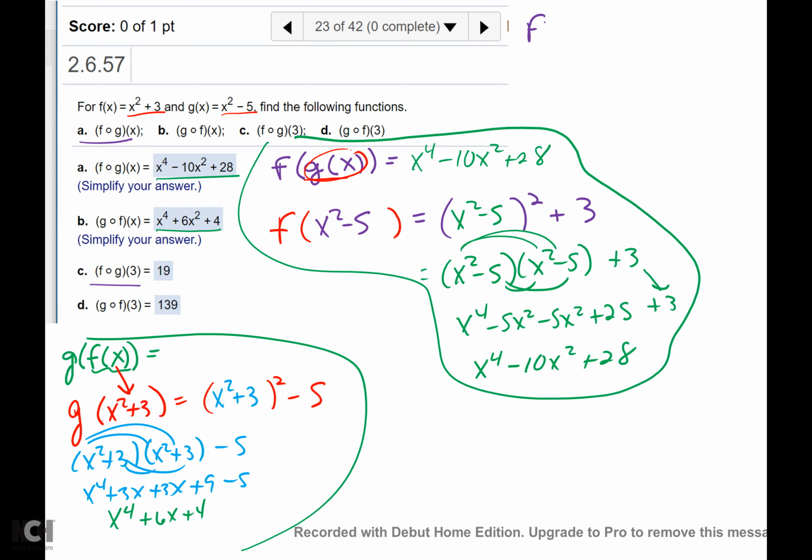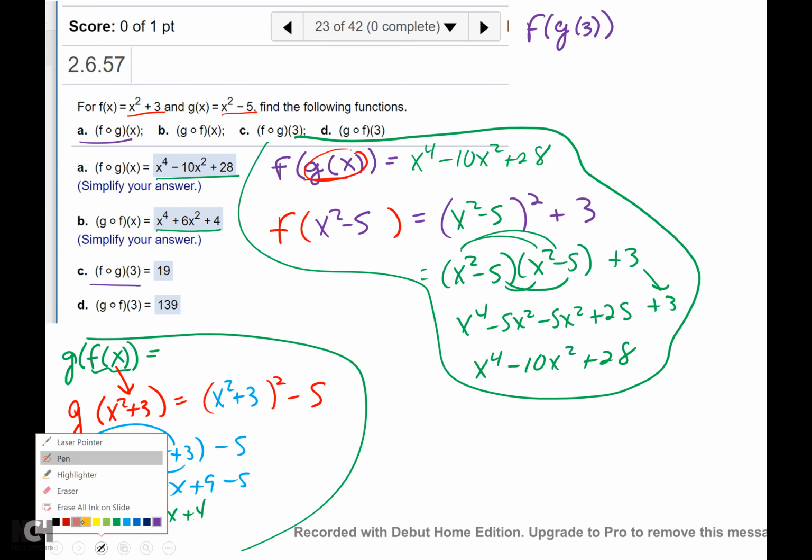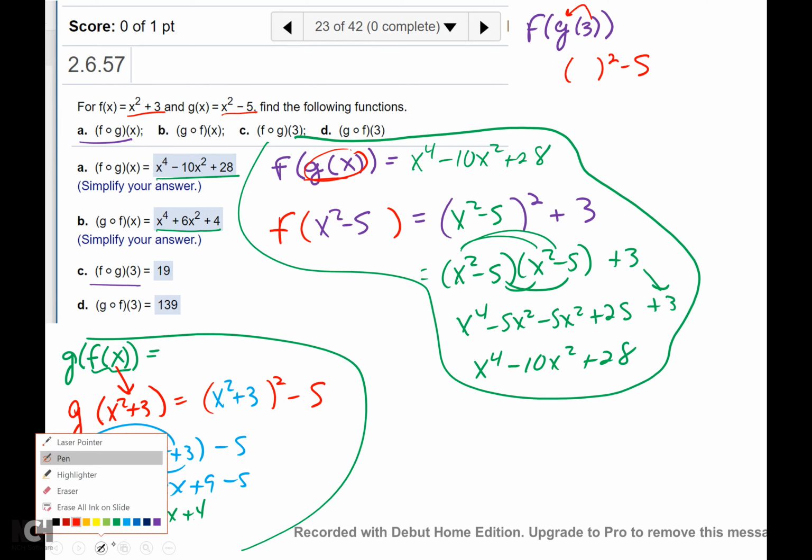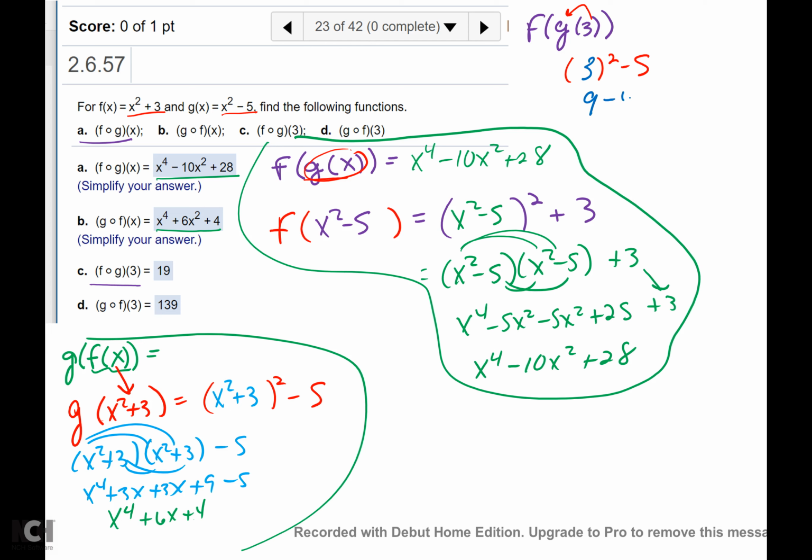To find f of g of 3, again, we have to start with inside parentheses first, which says take 3 to the g function. So my g function says whatever I brought, squared, minus 5. And they're telling me to plug in 3 there. That gives me 9 minus 5, which gives me 4. That is what I need to take to the f function. So I simplified g of 3 and got 4, and I'm taking my answer to the f party, which says whatever you brought plus 3. So if I plug in 4, I get 16 plus 3 is 19.